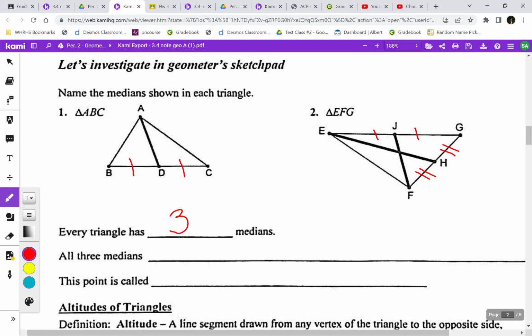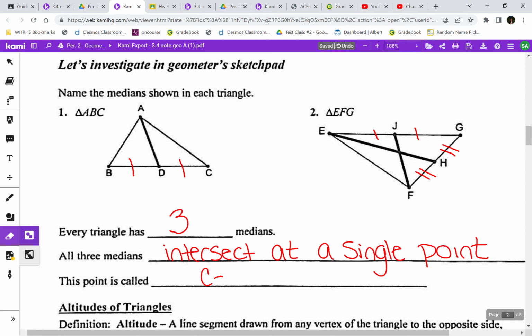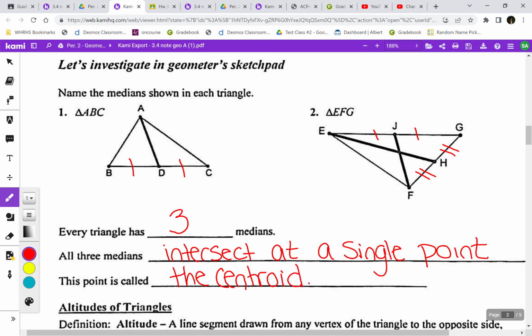All right. So this is not important, but I'll fill it in anyway. All three medians intersect at a single point. This point is called a centroid, or the centroid. Right, like I said, not really important in your life, but I just put it in there anyway. Is centroid important? No. On the test? No. That's why I said it's not important in your life.